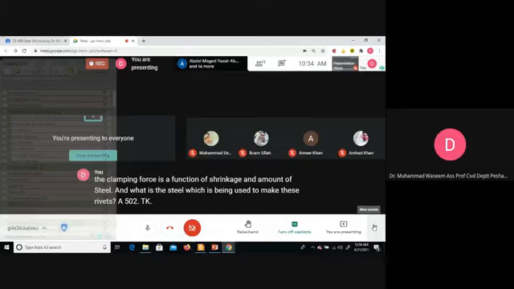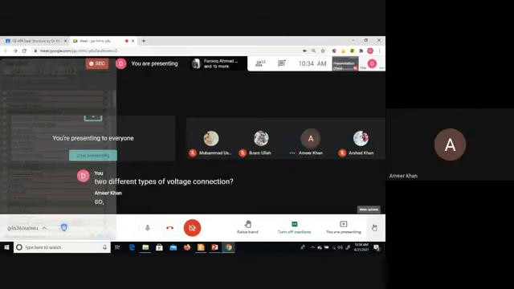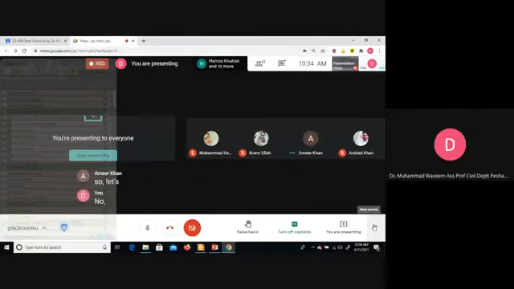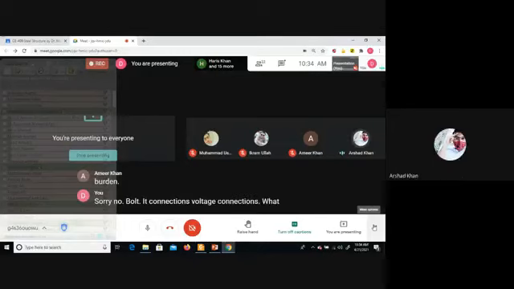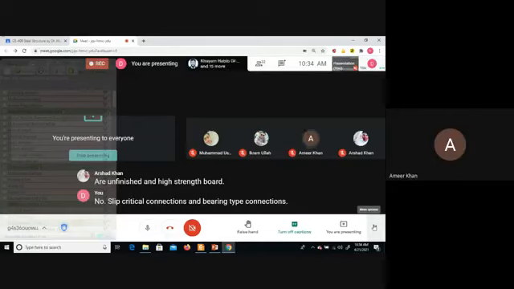What are the two different types of bolted connection? Sir, lap joint, butt joint. Sorry, no, bolted connections. Sir, unfinished and high strength bolt. No. Slip critical connections and bearing type connections. Yes, sir.